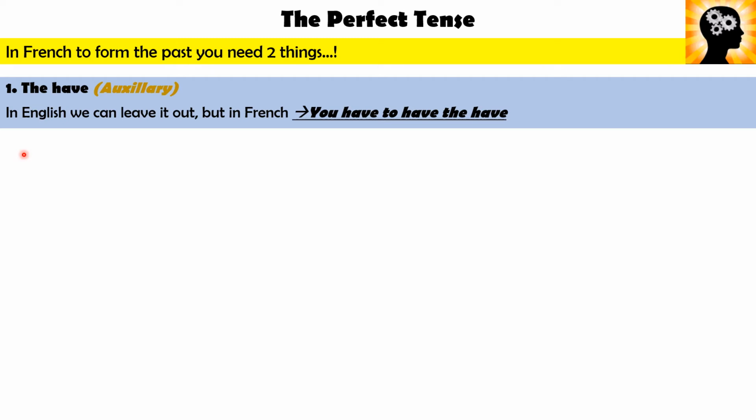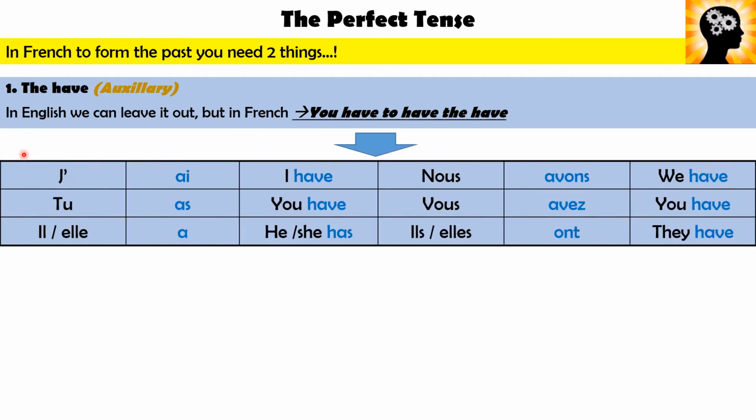So, what's our verb to have? It is avoir. You should know this from year 7. This is our verb to have. It's a year 7 must know. If you don't know it off by heart, you need to learn it as well as I do. J'ai, tu as, il a, nous avons, vous avez, ils ont. This is our verb to have. And in French, in the past tense, you always say I have watched, I have played. You have to have the have. So, this is step number 1. We have to have the have.